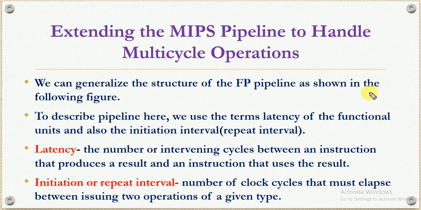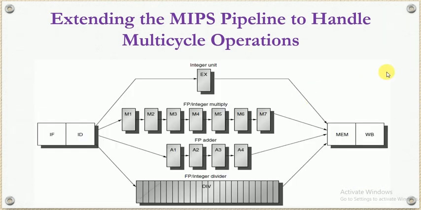In the previous diagram, for each EH stage we had only one functional unit available. If you generalize that structure into a different format, we can see the diagram in this format, where for the integer unit we use only one functional unit at a time, because normally it takes only one clock cycle.